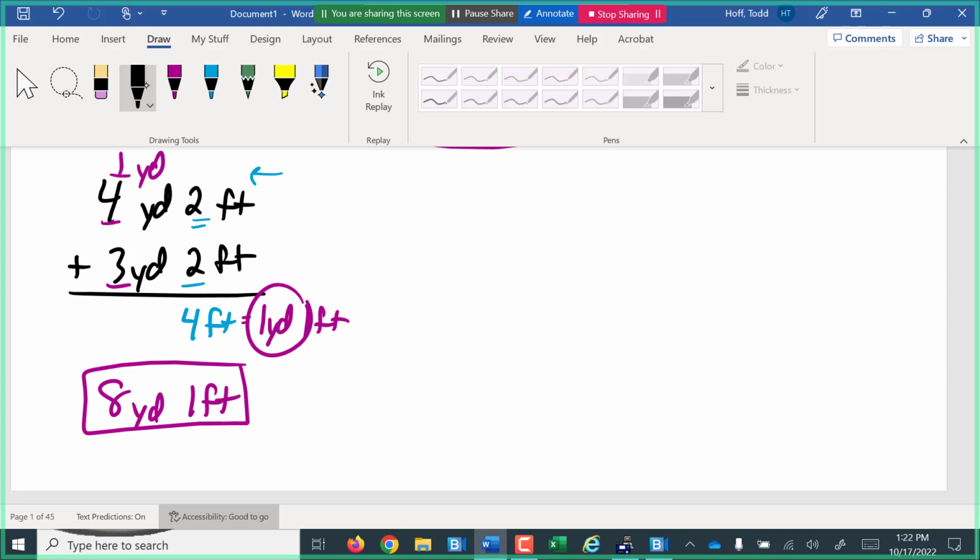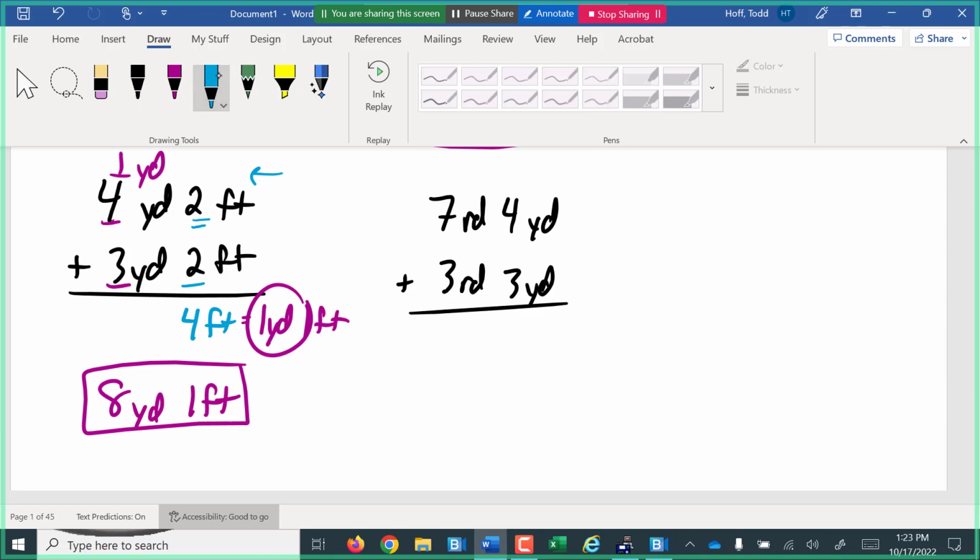What if we have 7 rods and 4 yards plus 3 rods and 3 yards? So we'll go ahead and add. What's 4 yards and 3 yards? 7 yards. Does anybody remember how many yards are in a rod?